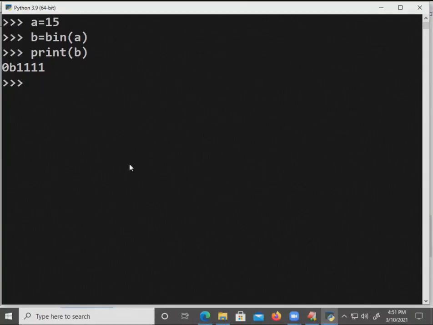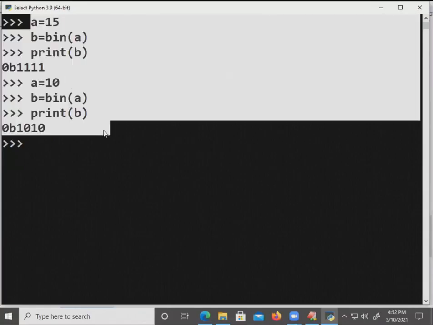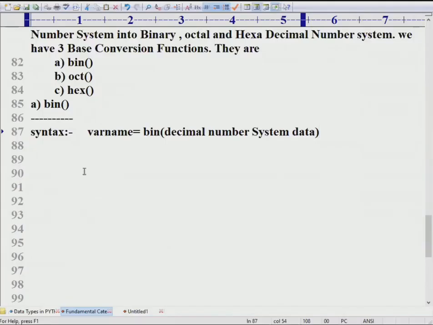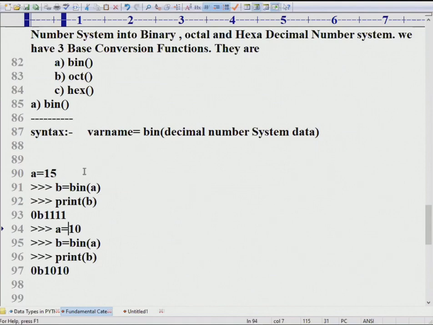Are you okay? Now A is equal to 10, I am saying. Now I will write bin of A and print of B. 0B 1010 will be printed. Am I clear about that? So what is the purpose of the bin function? Converting which value? Decimal number system value into which format? Binary format.